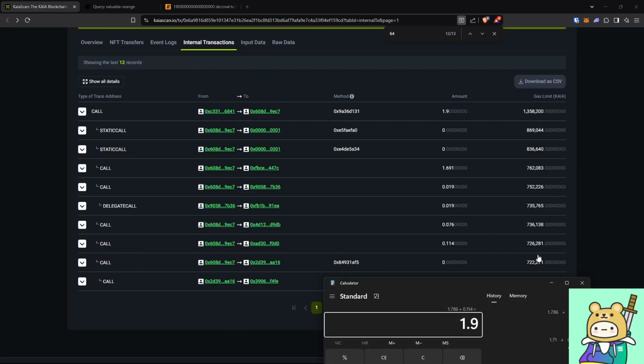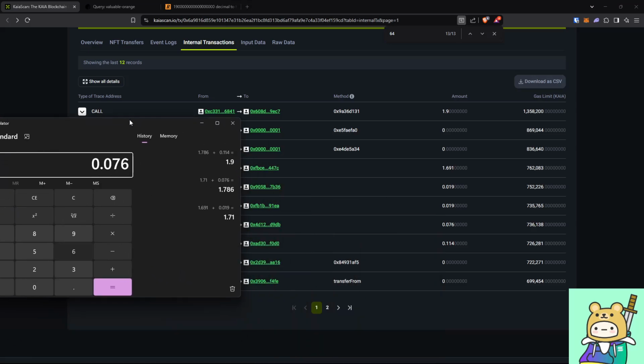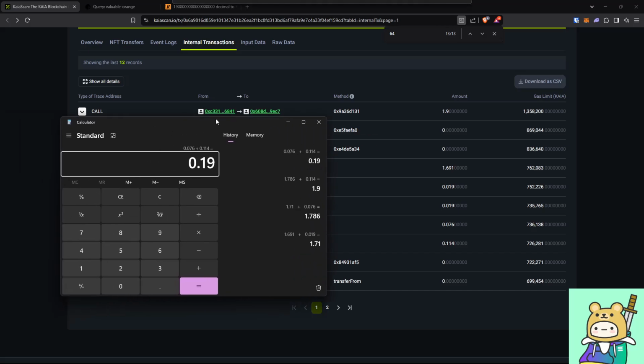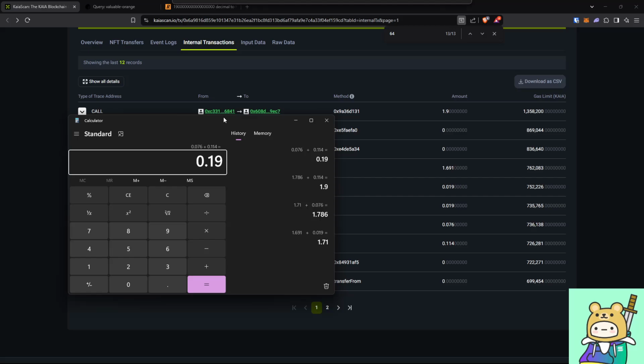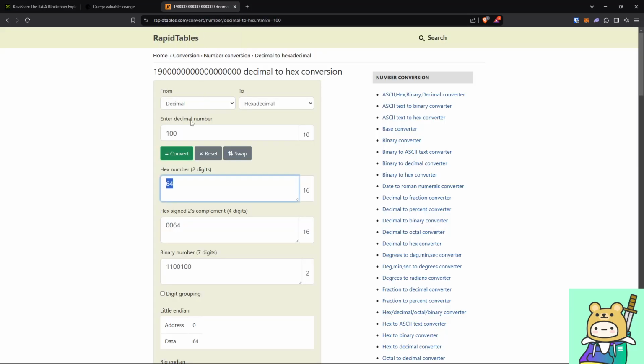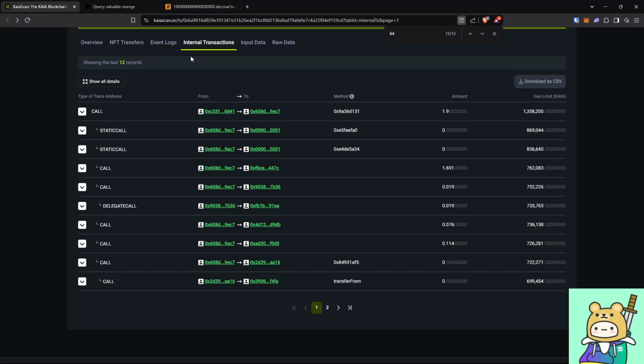Let's try 0.076 plus 0.14. This is 0.19, which is 10% royalty fees, and 10% would be... Oh man, it's going to be hard.